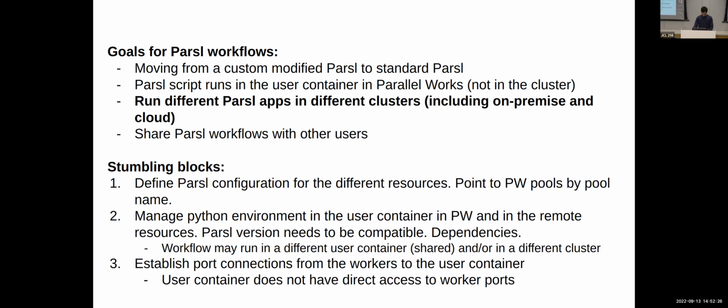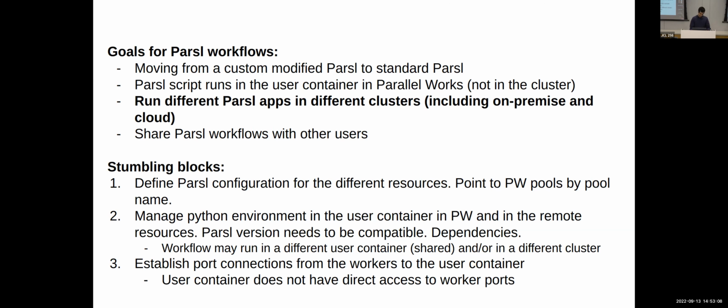So when trying to achieve these goals, we find these stumbling blocks. We need to find a way to define the Parsl configuration for these different resources. So we would like to point to the Parallelworks pools by name. And we also need to find a way to manage the Python environment in the user container and in the remote resources, because the Parsl versions need to be compatible everywhere, and there may be other dependencies. And since the user may be sharing the workflow with other users or running it in different clusters, we need to be sure that the Python environment is consistent everywhere.